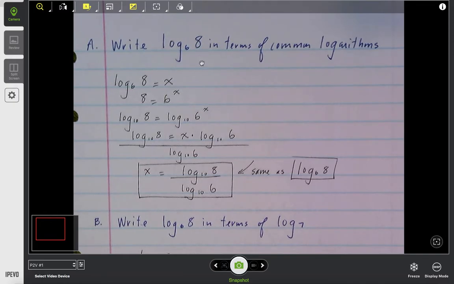This problem, actually, I did in the previous video, but I thought it was worth revisiting so that I could extend it a little bit. You'll see this in the textbook as well, right? Log base 6 of 8 in terms of common logarithms. You're being asked to express this question differently.